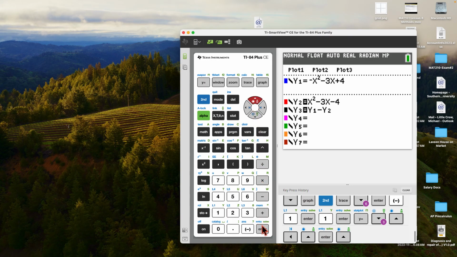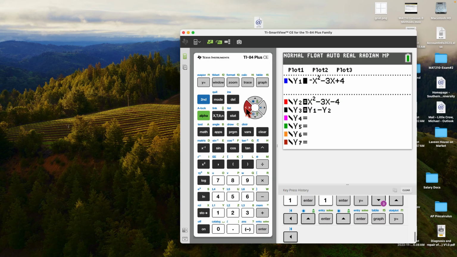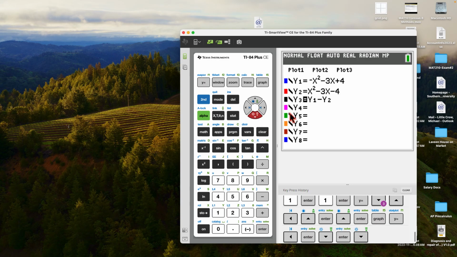If I didn't do this part, when I go to the graph, I see the original and I see the new graph, and there's too much going on, especially if you don't have a color calculator. So that's why you want to turn them off. You don't want to delete them, but you don't want to see them. So you can turn graphs on and off by doing that. And eventually, when you move on to the next one, you may want to turn y3 off, and then turn it on and off.